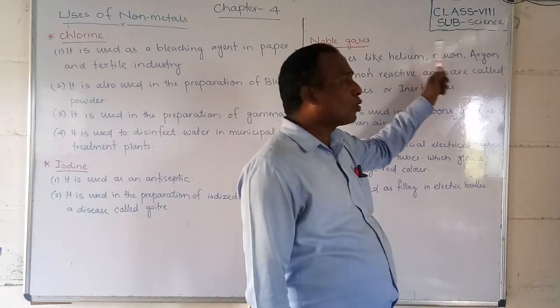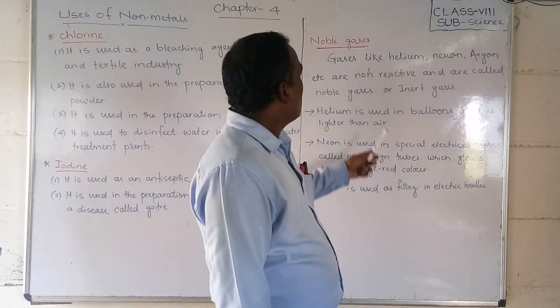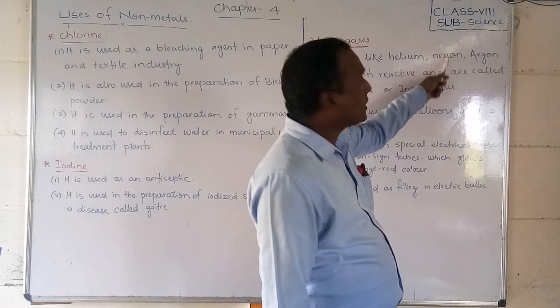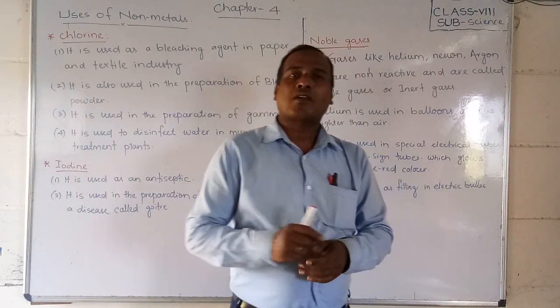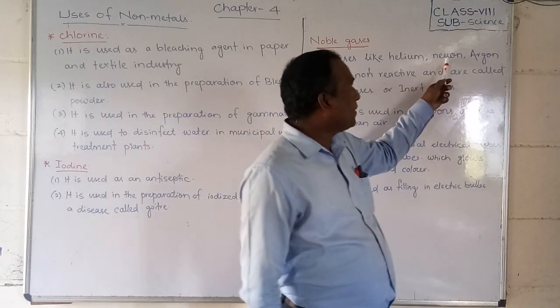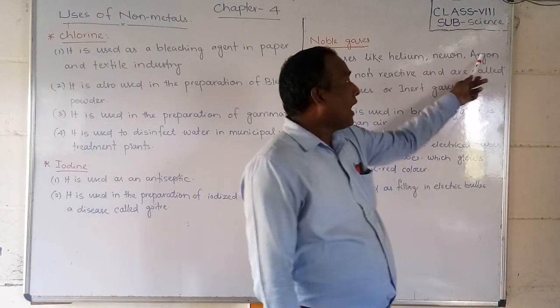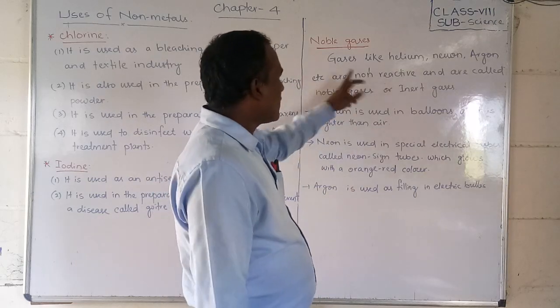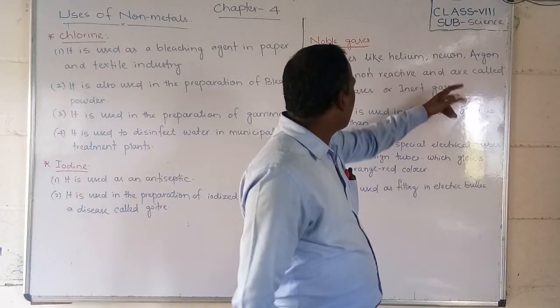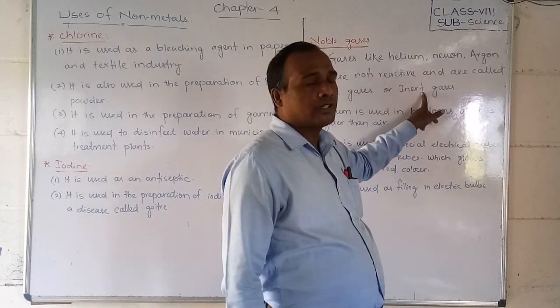Helium has atomic number 2, neon is 10, and argon is 18. The second element is helium, the 10th element is neon, and argon is the 18th element. Okay, friends, these are non-reactive and are called noble gases or inert gases.